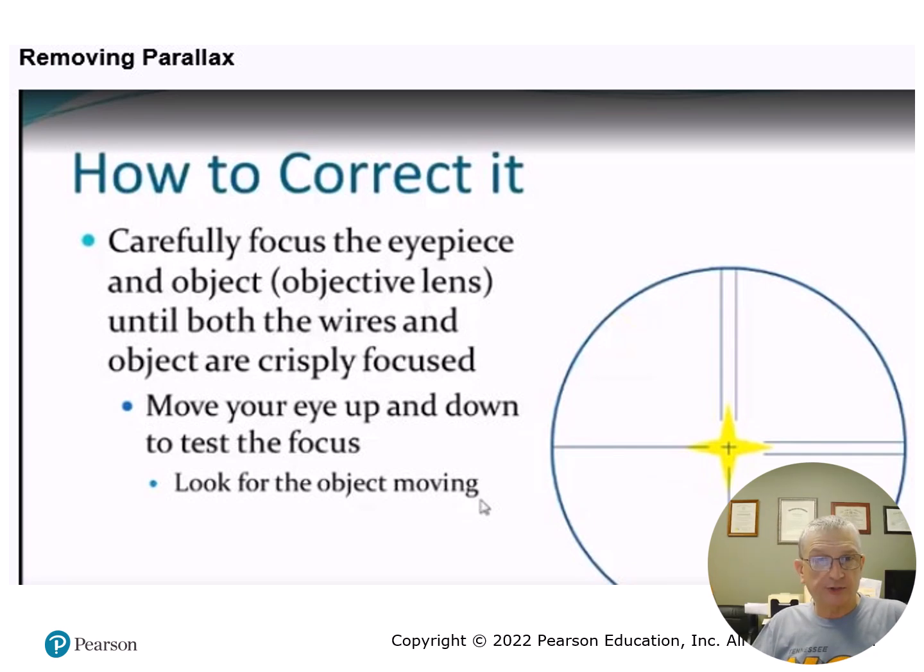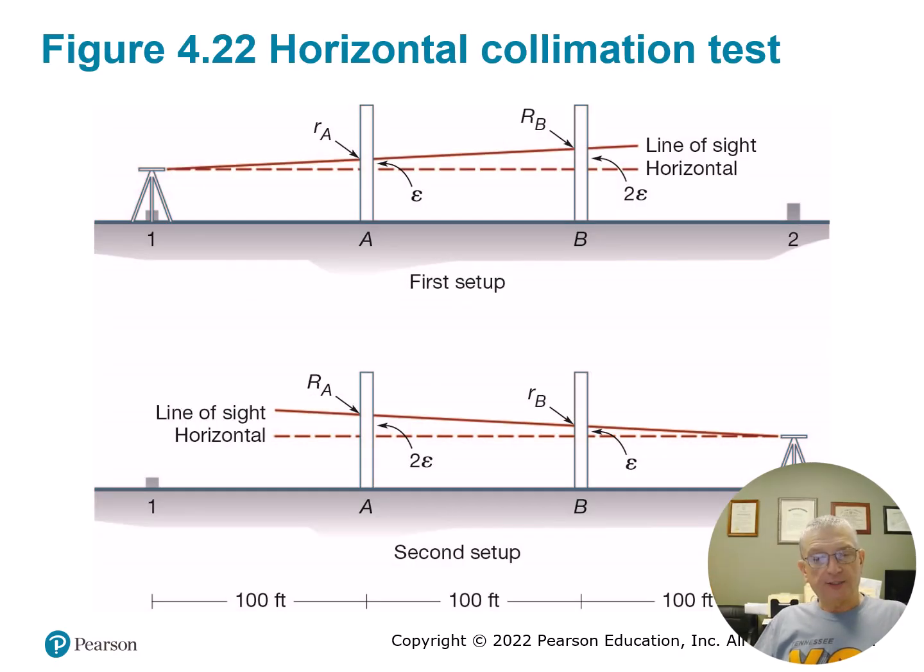They say carefully focus the eyepiece and objective lens until both the crosshairs and the object are crisply focused. Move your eye up and down to test the focus and look for the object moving. Now, as I said, in the last parts of this chapter, the author talks about instrument adjustments and how to adjust your levels, and I'm not covering that. I don't recommend that you do that.